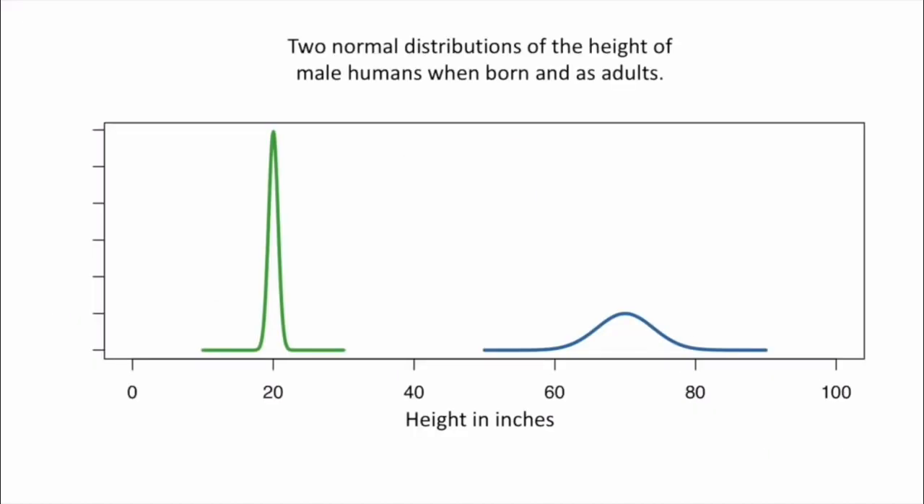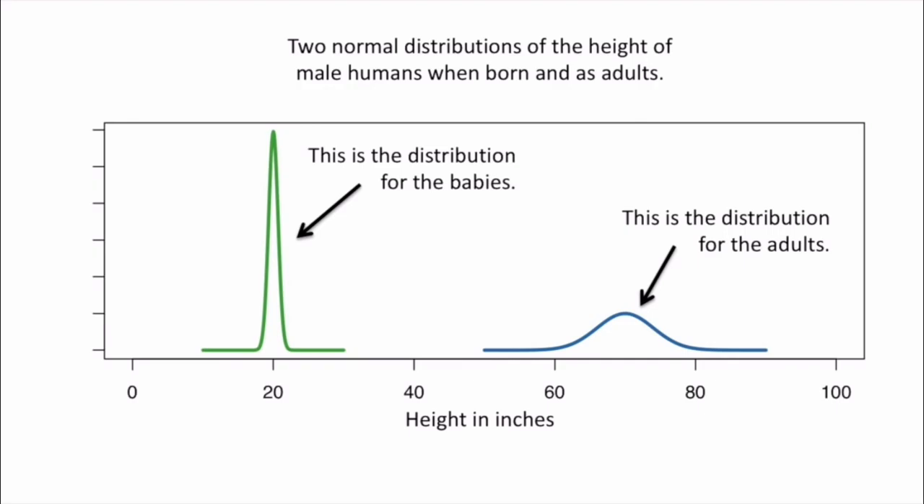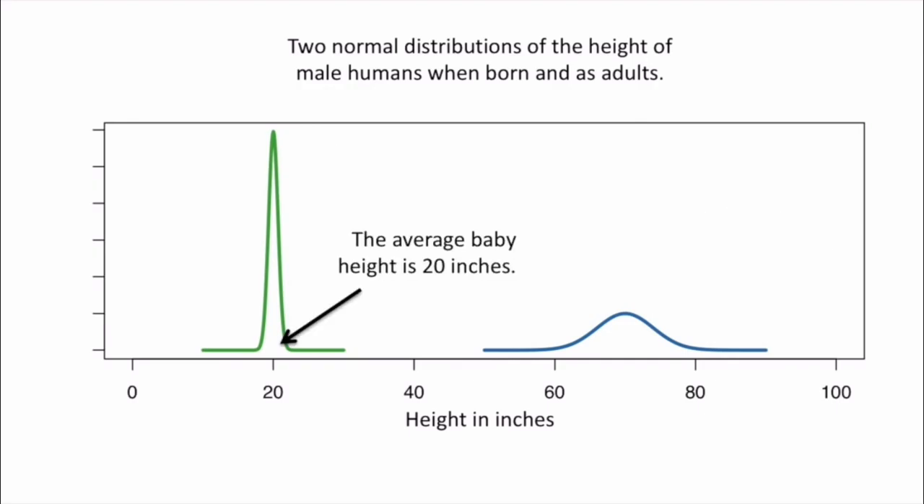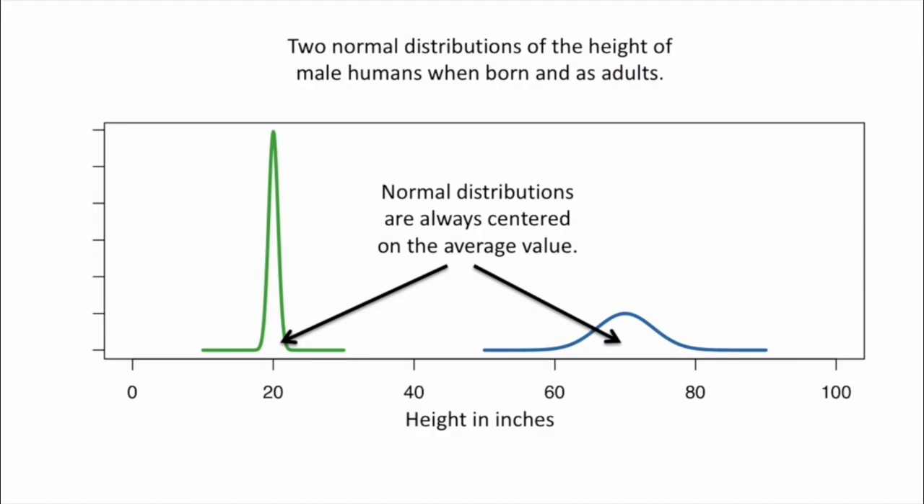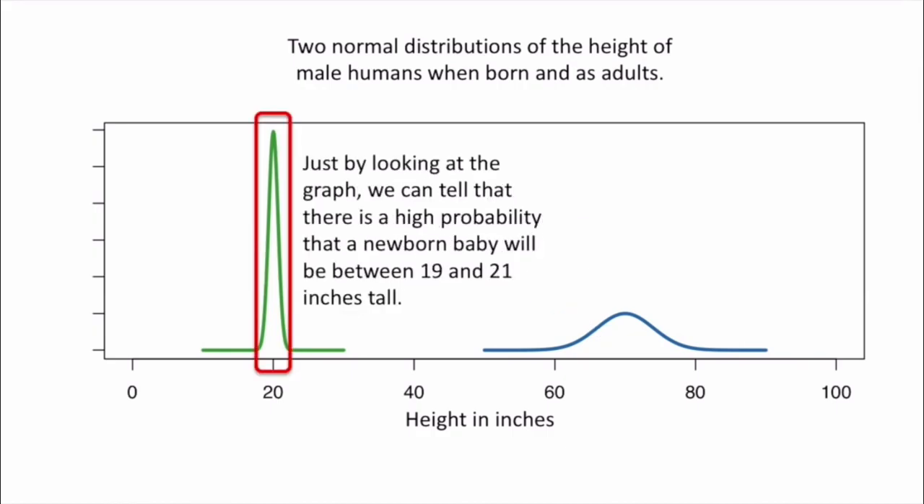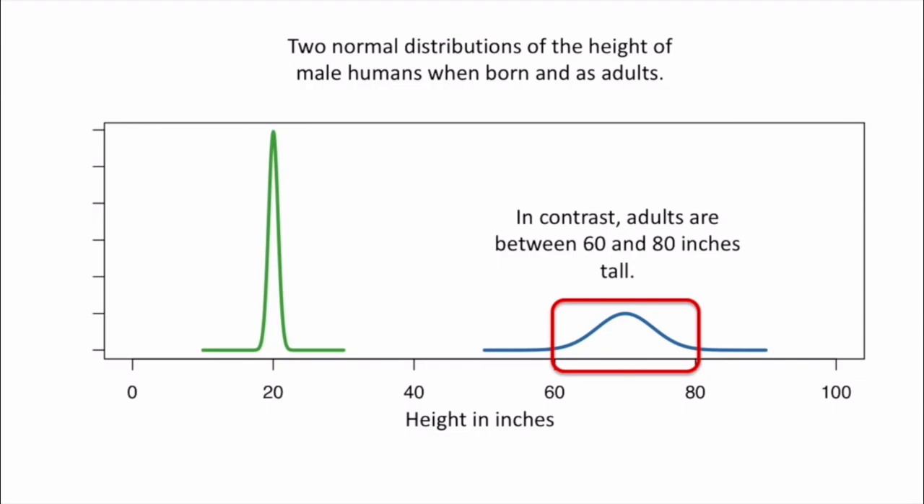Here are two normal distributions of the height of male humans when born and as adults. This is the distribution for the babies, and this is the distribution for the adults. The average baby height is 20 inches. The average adult height is 70 inches. Normal distributions are always centered on the average value. Just by looking at the graph, we can tell there is a high probability that a newborn baby will be between 19 and 21 inches tall. In contrast, adults are between 60 and 80 inches tall.